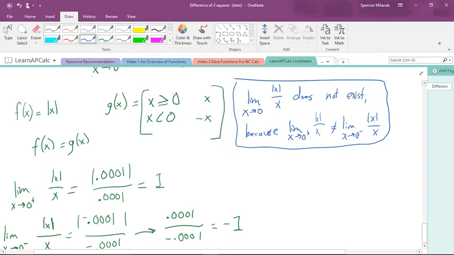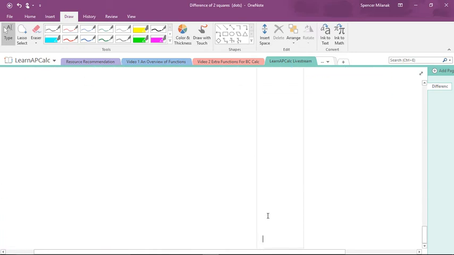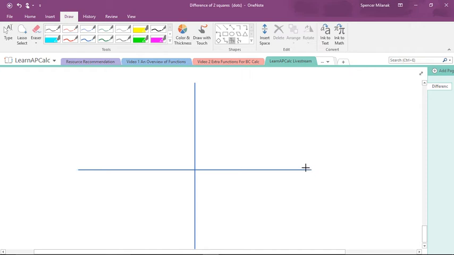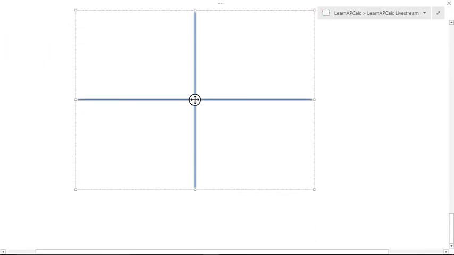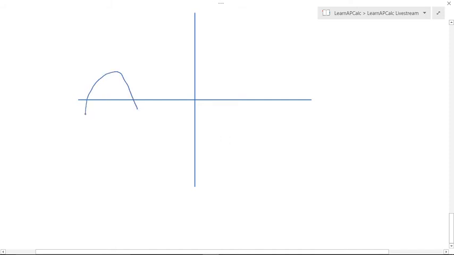Alright, so if I have any more questions, I'll answer them, but otherwise I'll move on. Let me draw out my coordinate axes. Okay. So let's say we have some function.